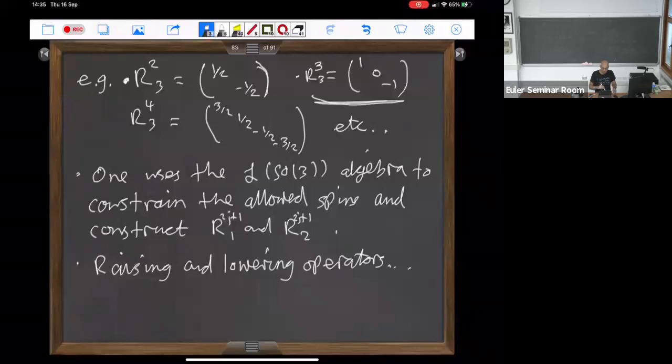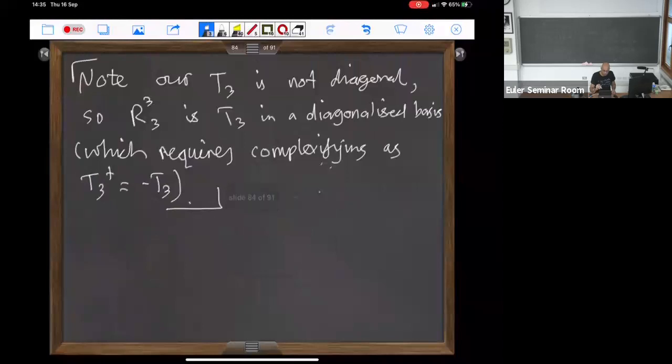So to compare this basis to the one we were using would involve taking, for example, x and y and writing something like x plus iy and x minus iy, so complex coordinates. And that would be a basis in which T3 did turn out to be diagonal. But you'd really have to map this to i times T3. But that's just an aside.